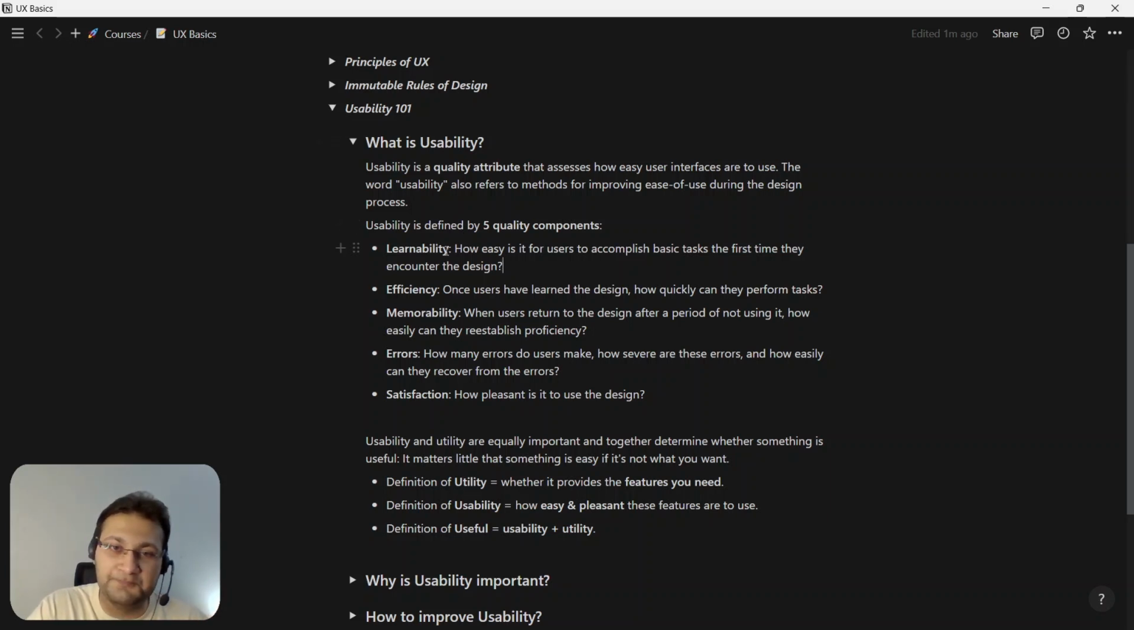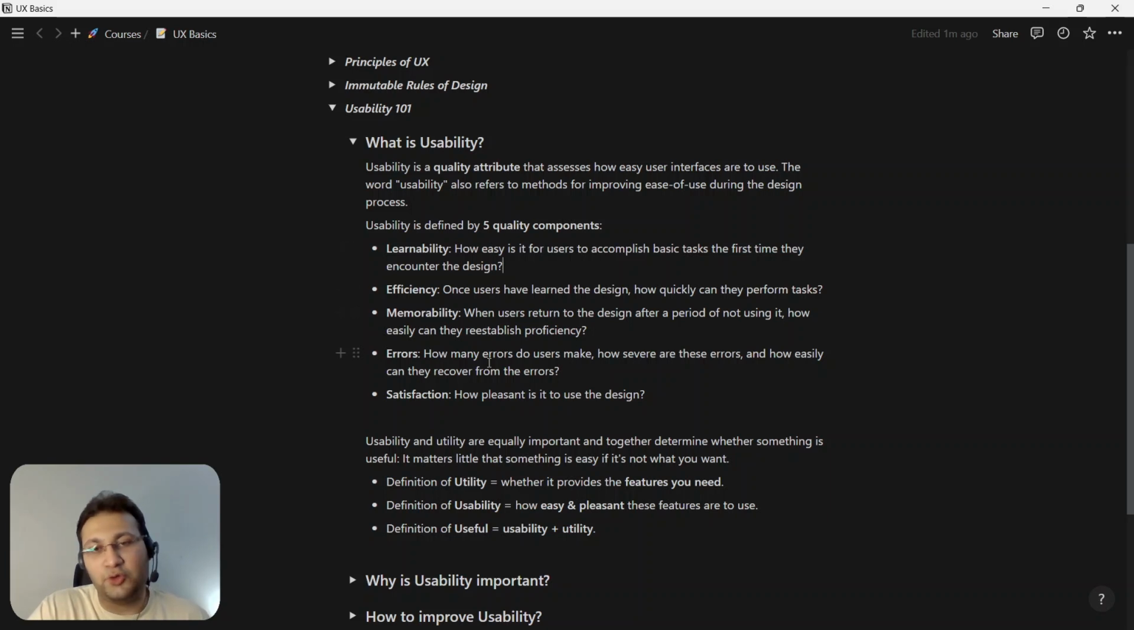One is learnability. How easy is it for users to accomplish basic tasks the first time they encounter the design? Second is efficiency. Once users have learned the design, how quickly can they perform tasks? Third is memorability. When users return to the design after a period of not using it, how easily can they reestablish their proficiency in use? Then we have errors. How many errors do users make? How severe are these errors, and how easily can they recover from these errors? And lastly is the satisfaction factor, which is how pleasant is it to use the design.